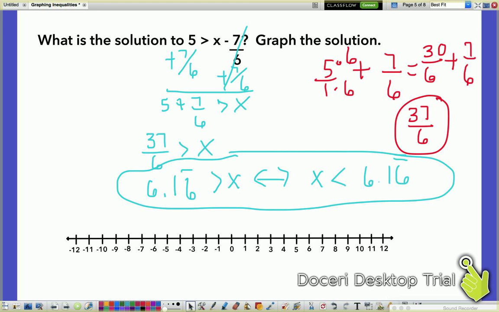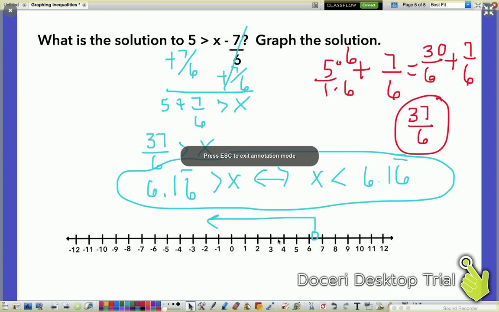So where do I put that? I'm going to go about right here. And it's hard because my circle's big, but you know, do your best guesstimate as to where you would put that circle. Okay? And like I said, my circle's big because I'm doing this with a stylus, so it's hard to do.